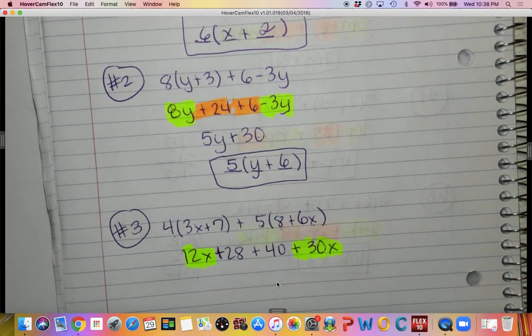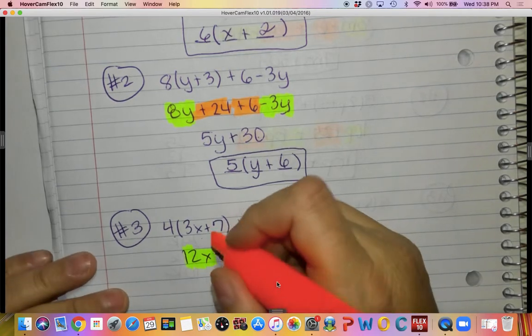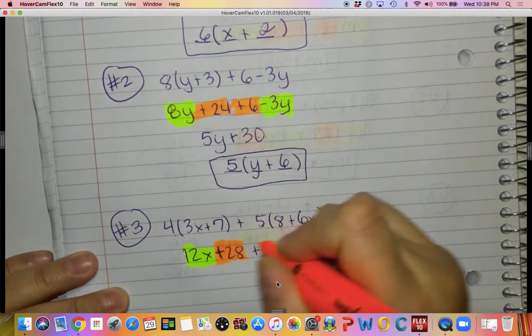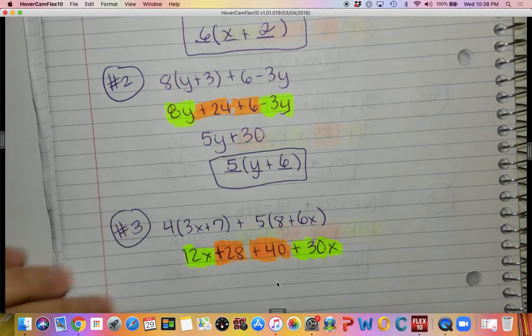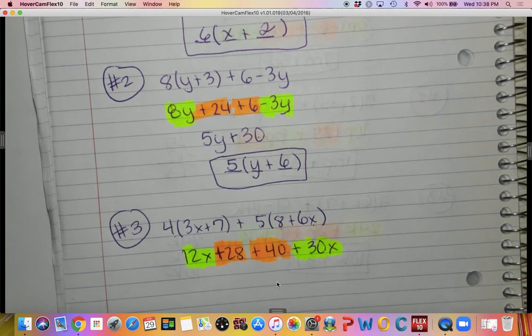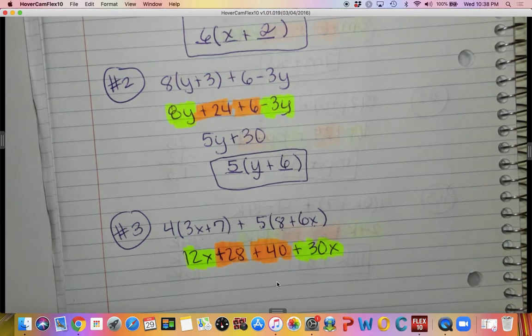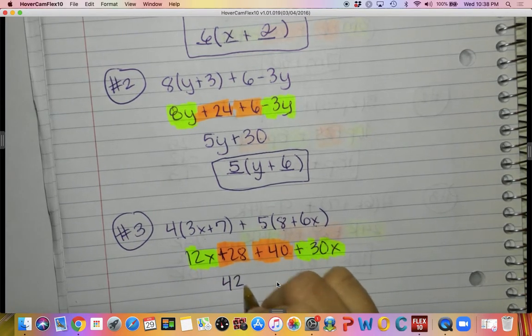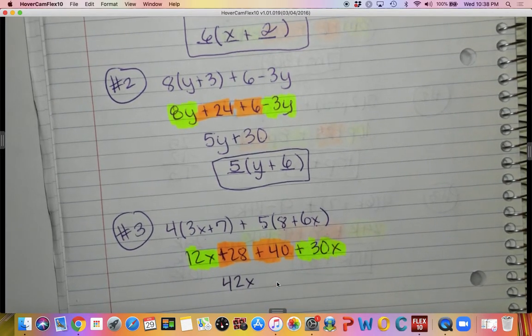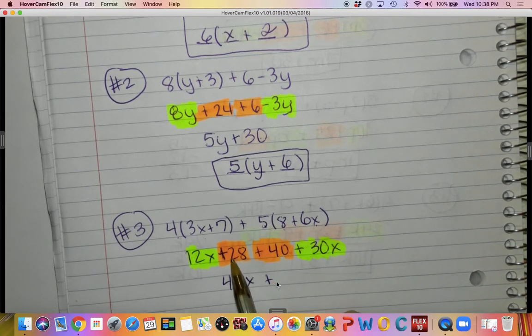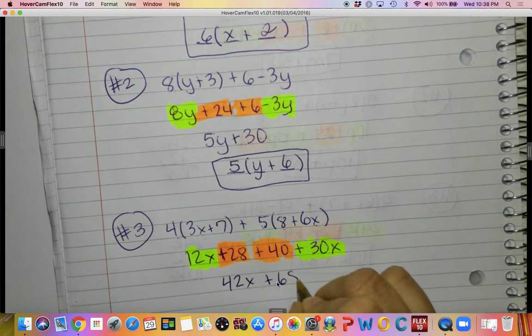All positives in this one, so that makes it a little bit easier. And remember, if there's no sign in front of it, we assume that it's positive because there's 2 ways to write a positive. If there's a negative sign in front of it, it's obviously negative. So 30x plus 12x is 42x plus 28 and 40, which is 68.